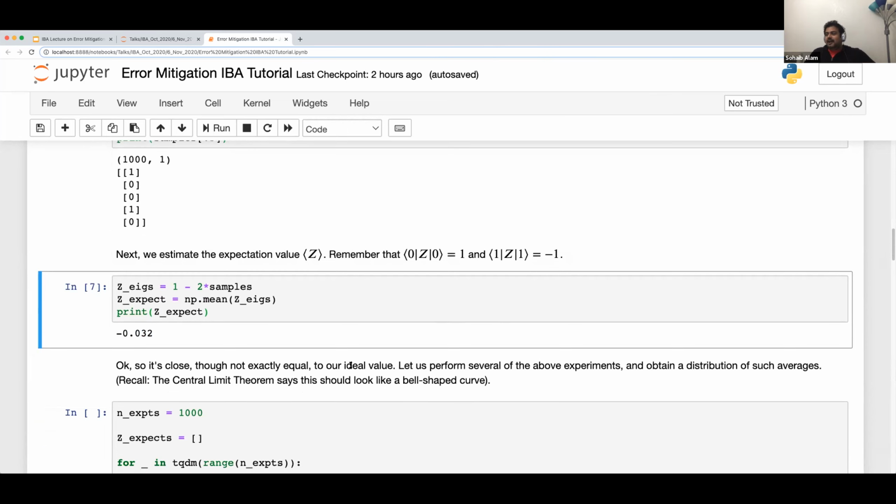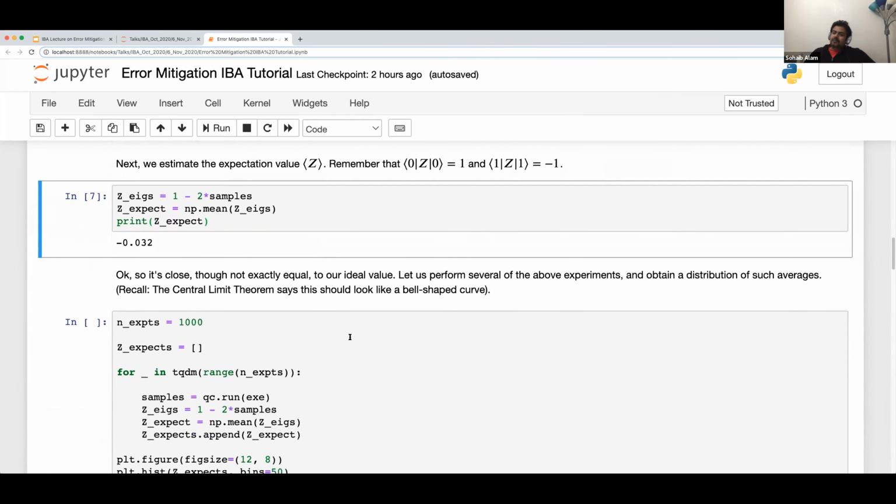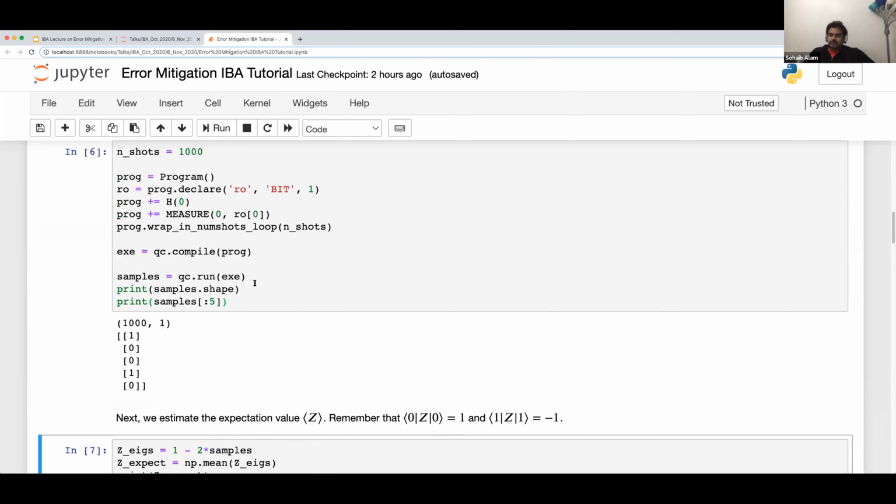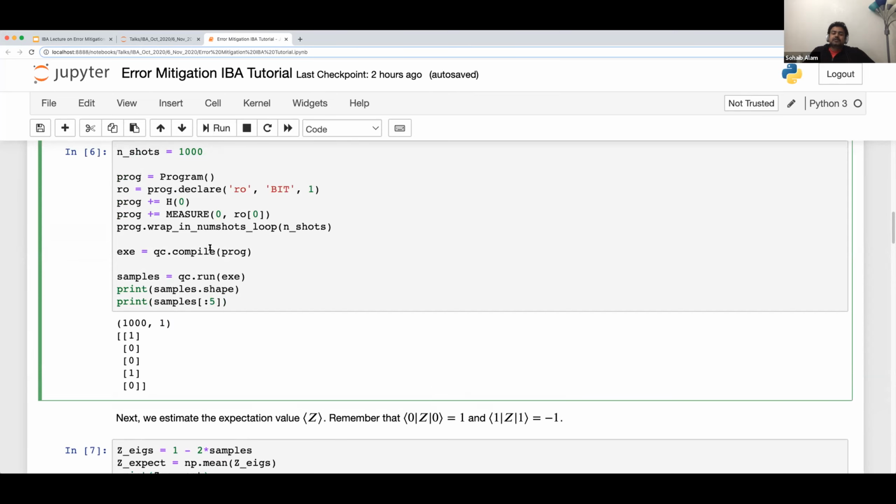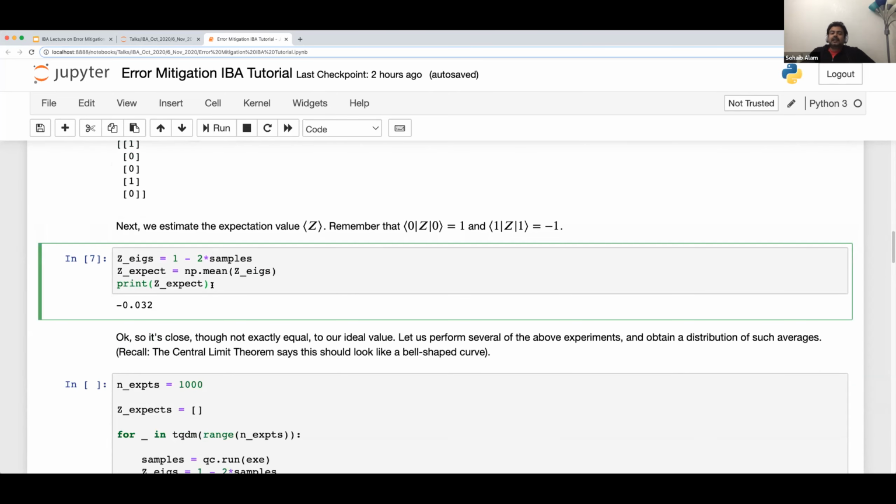Now, if you recall what we were saying about performing several such experiments: this is just one experiment in which we ran the quantum circuit a total of 1,000 times, and we obtained a particular value, -0.032. But if we really wanted good statistics on this, there may be some variance around our estimation of the expected value.